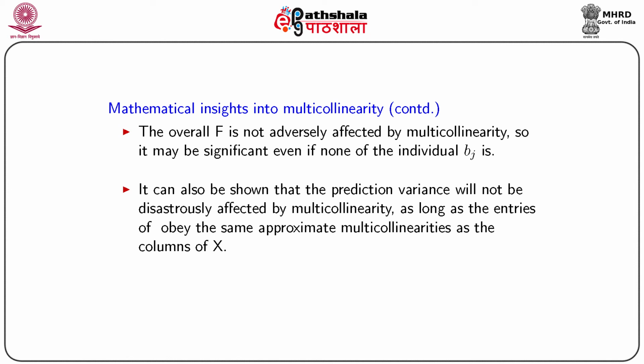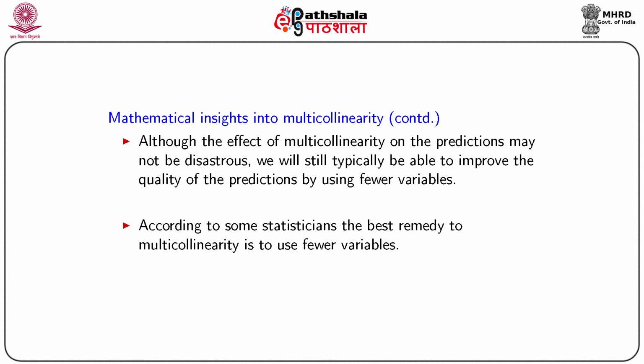It can also be shown that the prediction variance incurred in predicting either the response surface or a future value of y at a particular value of the explanatory variables will not be disastrously affected by multicollinearity, as long as the new entries obey the same approximate multicollinearity as the columns of X. Keeping in mind though that multicollinearity often arises because we are trying to use too many explanatory variables, this tends to inflate the prediction variance. So although the effect of multicollinearity on prediction may not be disastrous, we will still typically be able to improve the quality of the predictions by using fewer variables.